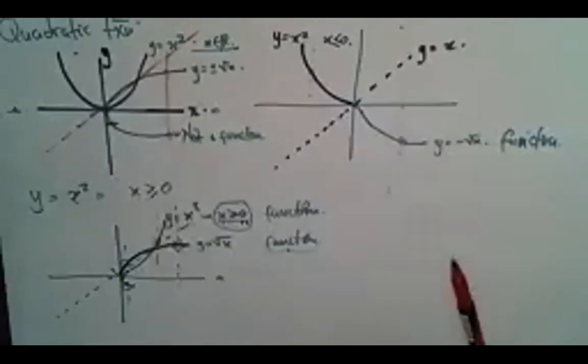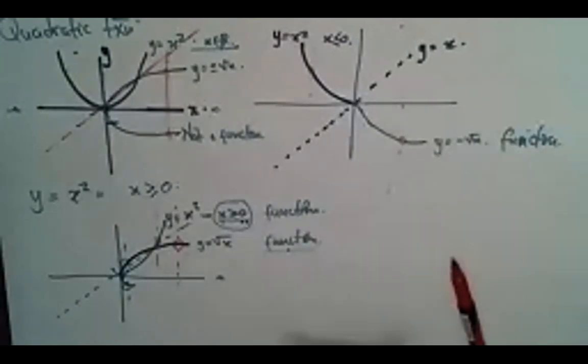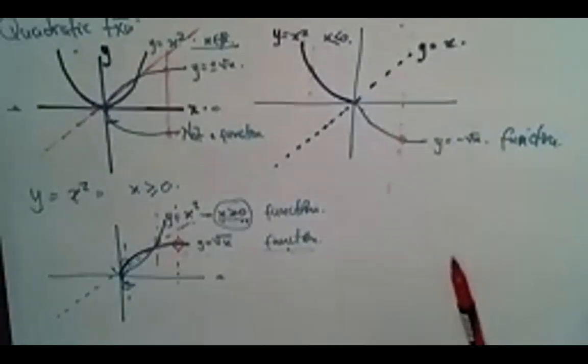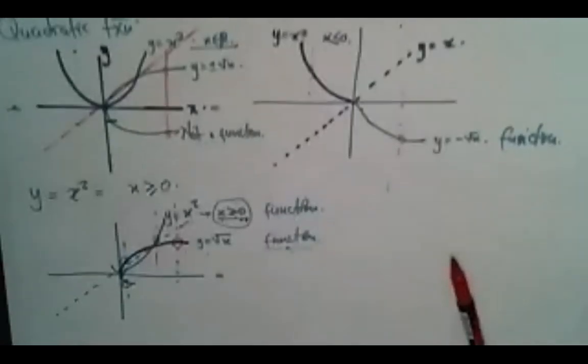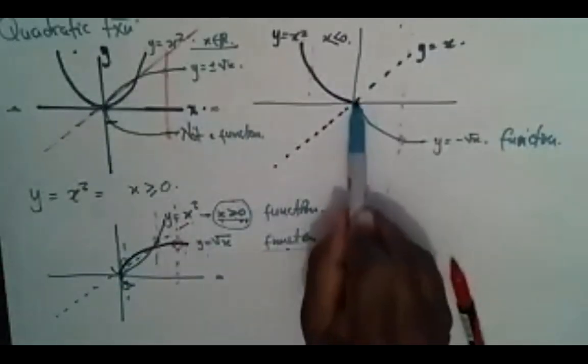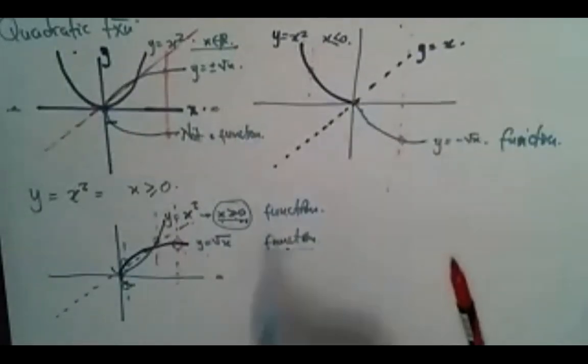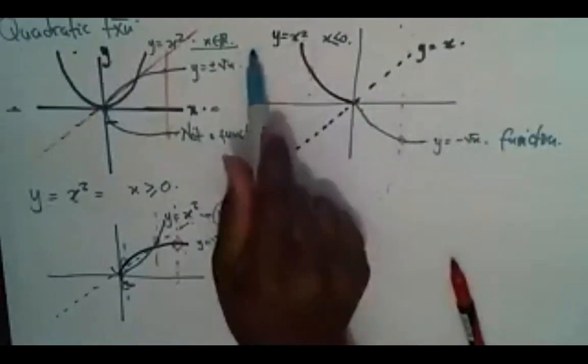So say if the domain is restricted, the inverse becomes a one-to-one mapping. Thank you very much. It becomes a one-to-one mapping if it is restricted. So for a parabola, normally that's where we restrict it to x is less than 0 or x is greater than 0. Because this is for a simple parabola.